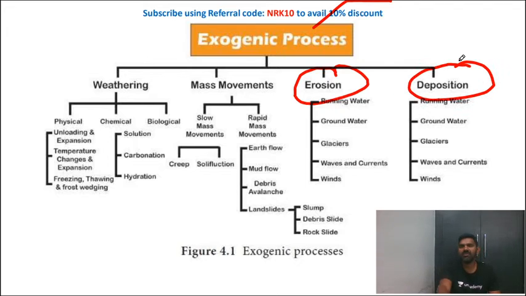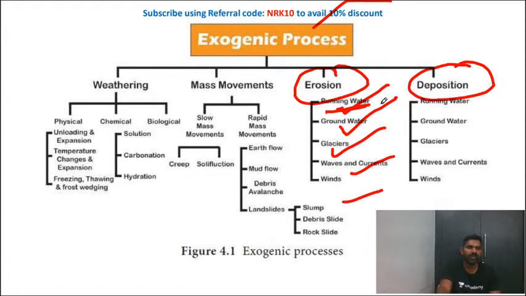Erosional and depositional landforms are formed on account of running water, groundwater, glaciers, waves and currents, and winds. If it is formed on account of running water, it's called alluvial topography. If it is formed on account of groundwater, it is called karst topography. If it is formed on account of the glaciers, it is called glacial topography. If it is formed on account of the waves and currents, it is called coastal topography. If it is formed on account of the winds, it is called aeolian topography.